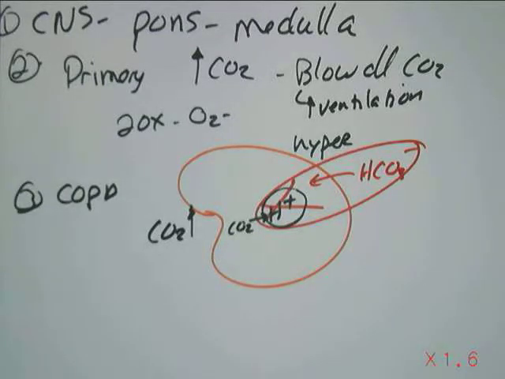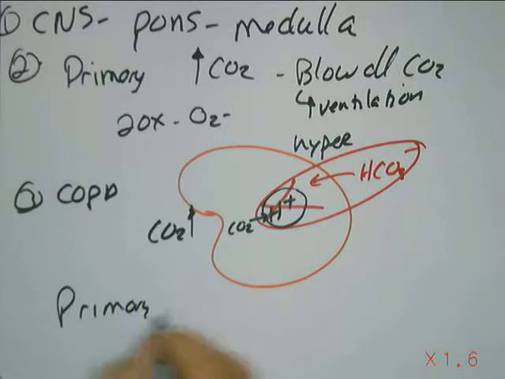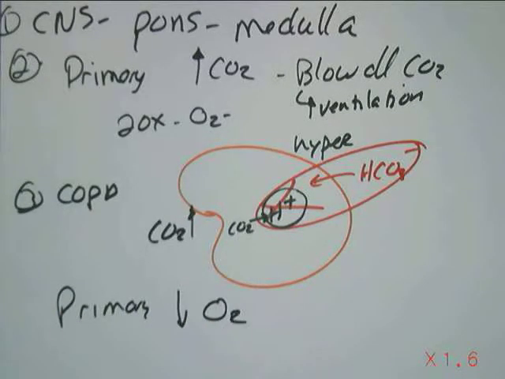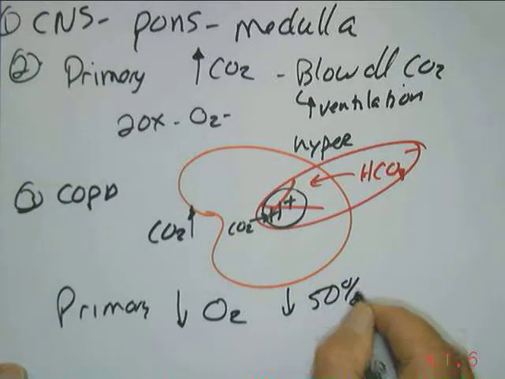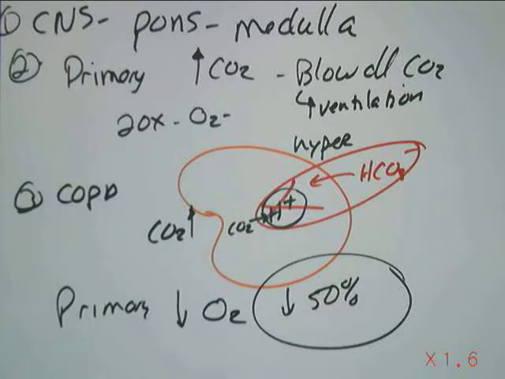So for an individual with COPD, the primary cause of breathing is low oxygen levels. When they get to less than 50% of normal, at that time, the breathing reflex will begin and the individual will start breathing.